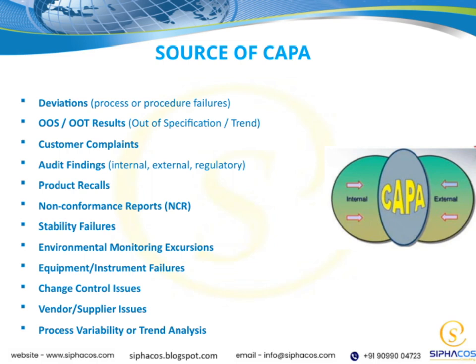Change control issues often lead to unintended consequences if changes aren't managed properly, so these are important to track. Vendor or supplier issues can introduce variability or defects, highlighting the importance of supplier quality management. Lastly, process variability or trend analysis helps us identify patterns over time, enabling us to proactively address potential problems before they escalate. All of these sources are interconnected and contribute to our overall understanding of where issues originate, ensuring we can develop effective CAPAs and improve our processes continuously.